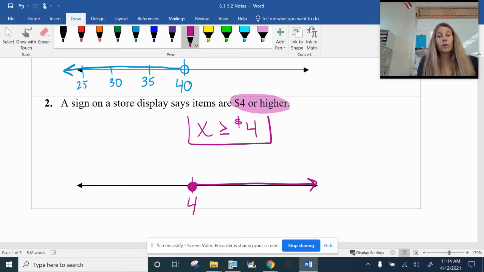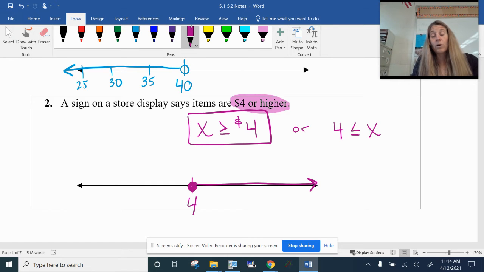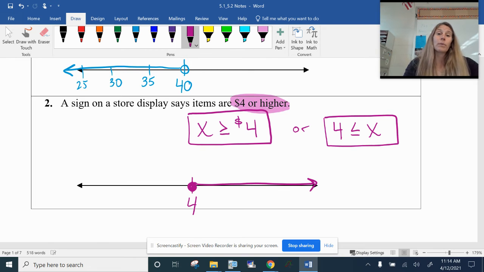This would be how our inequality would be represented with the variable on the left. However, if the variable was written on the right, 4 is less than or equal to x, that would be acceptable as well.